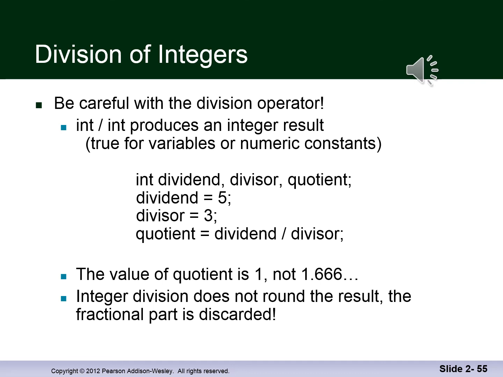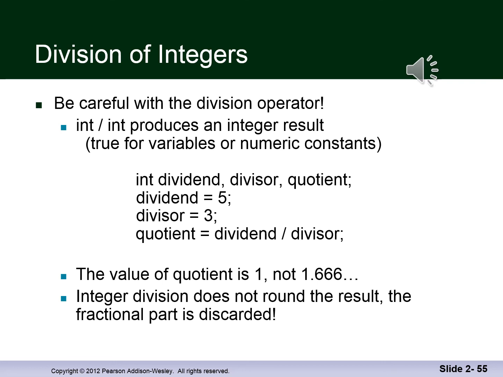So let's take a look at this example. We declare three ints: dividend, divisor, and quotient. Dividend is initialized to the value of 5. That's okay. Divisor is initialized to the value of 3. That's okay. And then quotient is assigned the result of the expression dividend divided by divisor. Well, 5 divided by 3 is not going to yield an int. The true result is 1.6666.